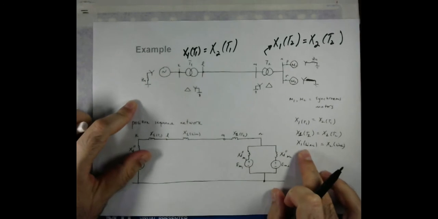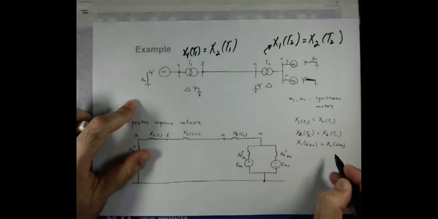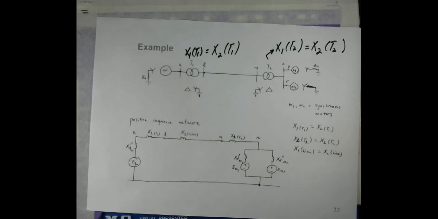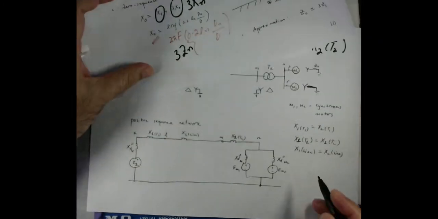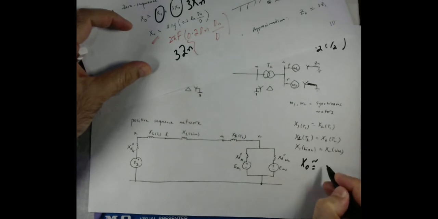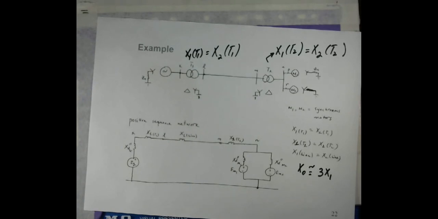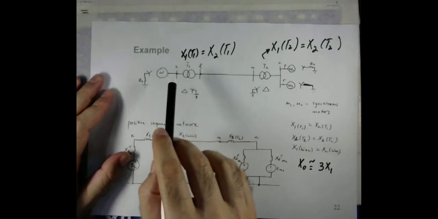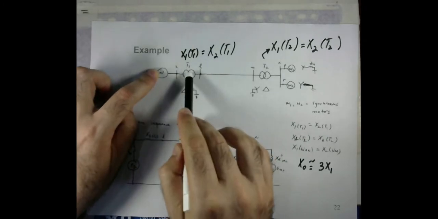So that's why X1 of the line is equal to X2, which means positive sequence inductive reactance is equal to negative sequence inductive reactance. And if you remember, we also discussed that the zero sequence impedance is approximately equal to 3Z1. So X0 will be approximately equal to 3X1.